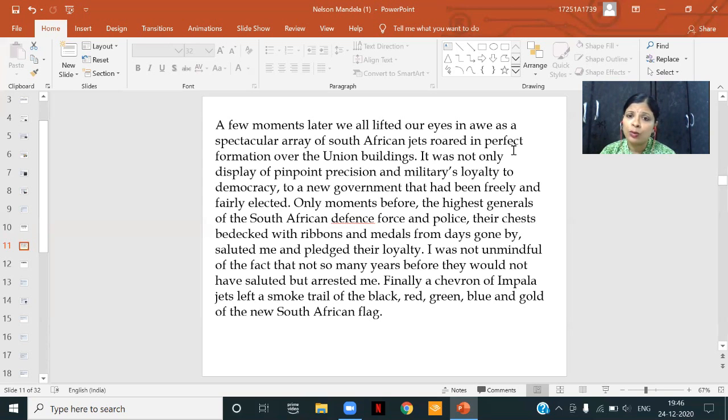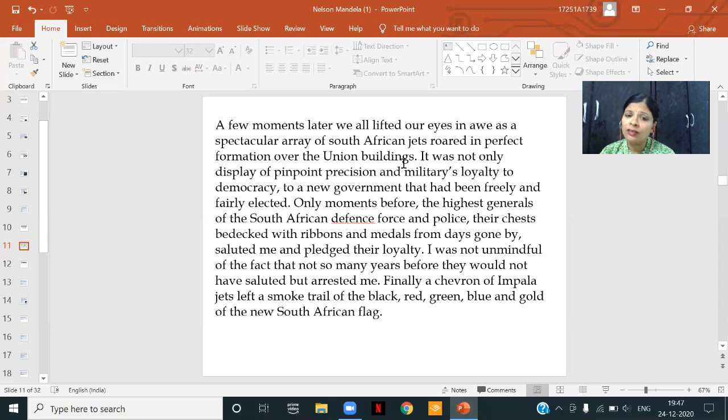A few minutes later, we all lifted our eyes in awe as a spectacular array of South African jets roared in perfect formation over the Union Buildings. That is, all the people who were sitting there, or all the people who were gathered to witness this installation of a non racial government, were struck in awe. Struck in awe means, children, they all were spellbound by the beauty of the spectacular array, that is, the different formations of the aeroplanes over the Union Buildings.